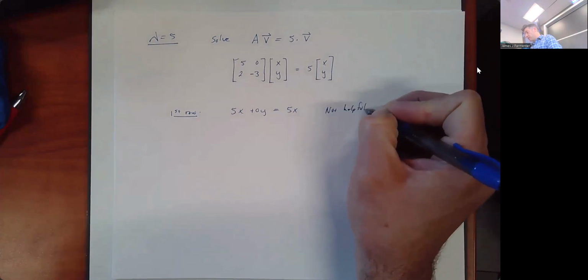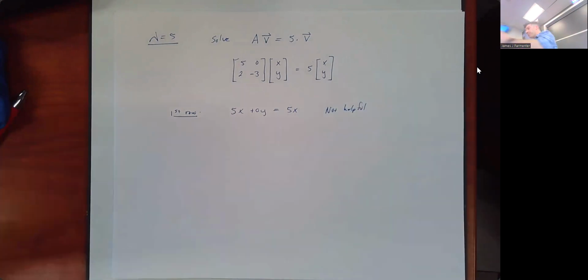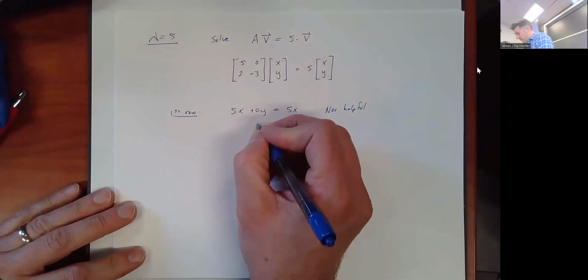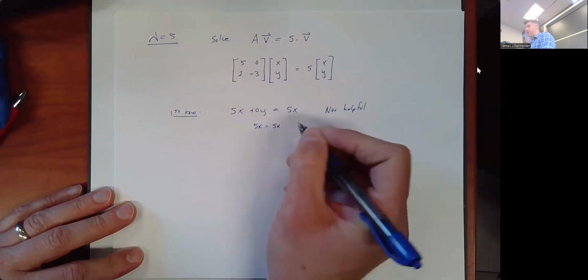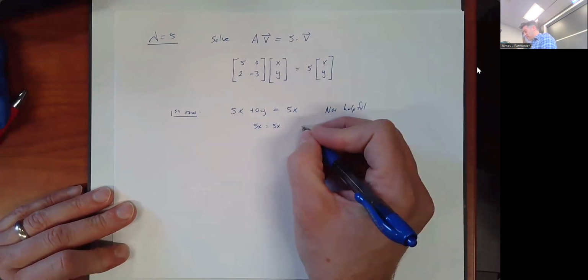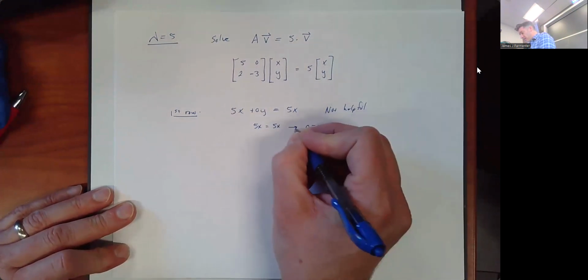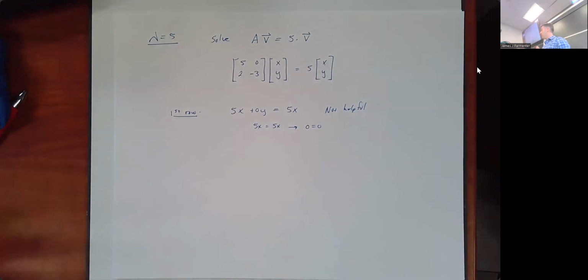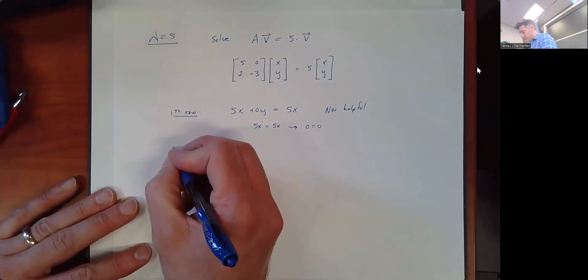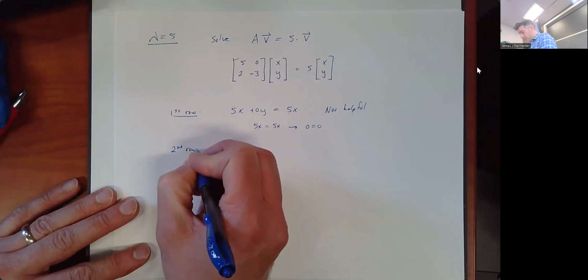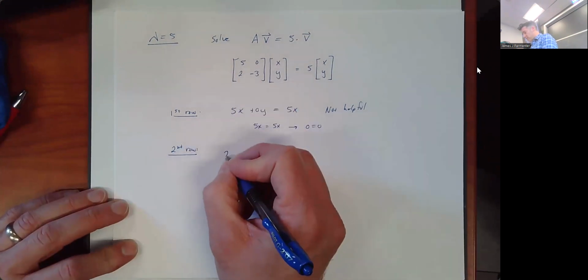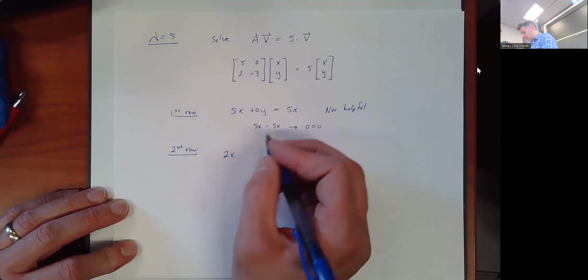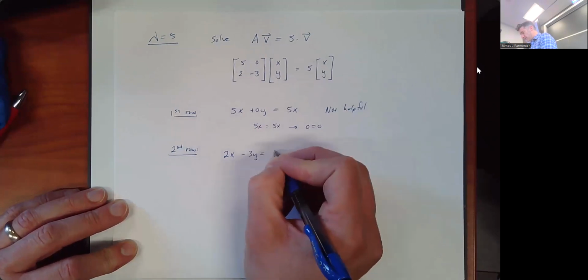So if the first equation doesn't help, essentially you're getting 5x equal to 5x, or if you really want to subtract 5x from both sides, 0 equal to 0. Again, true, but not helpful. We use the second row. The second row equation is going to tell me that 2 times x minus 3 times y is equal to 5 times y.